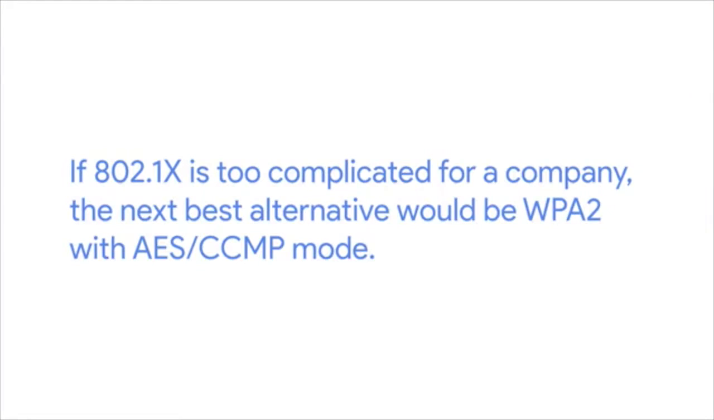You also have to distribute them to each client that would be authenticating to the network. This is usually more overhead than many companies are willing to take on because of the security versus convenience trade-off involved. If 802.1x is too complicated for a company, the next best alternative would be WPA2 with AES CCMP mode.